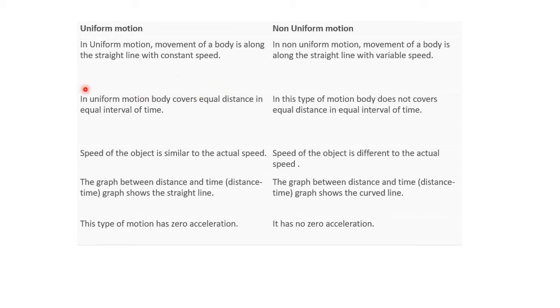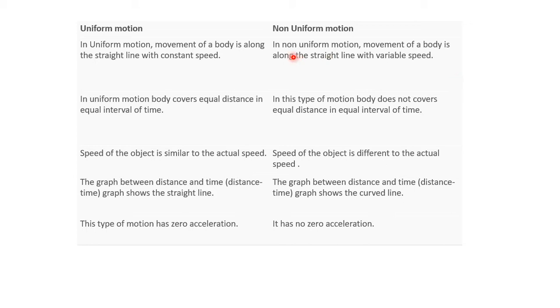So the car moves from A to B in a straight line at equal speed. I mean the speed of the car from point A to B remains equal. If it is running at 10 km per hour, then at every point of the line its speed will be 10 km per hour. Okay, it will not vary.